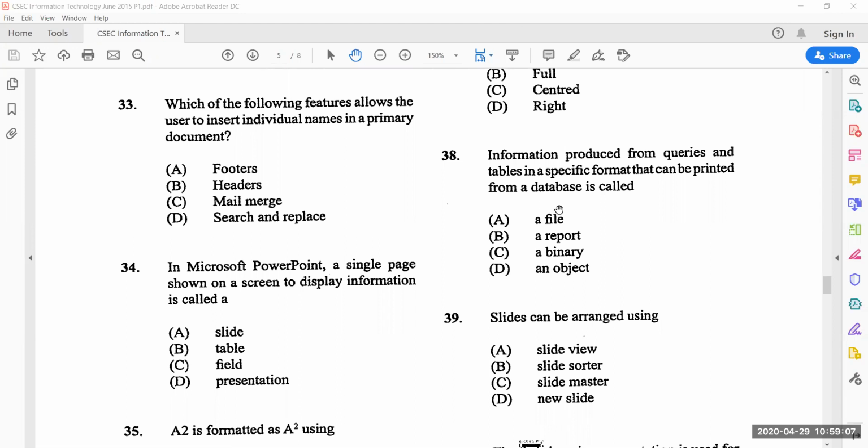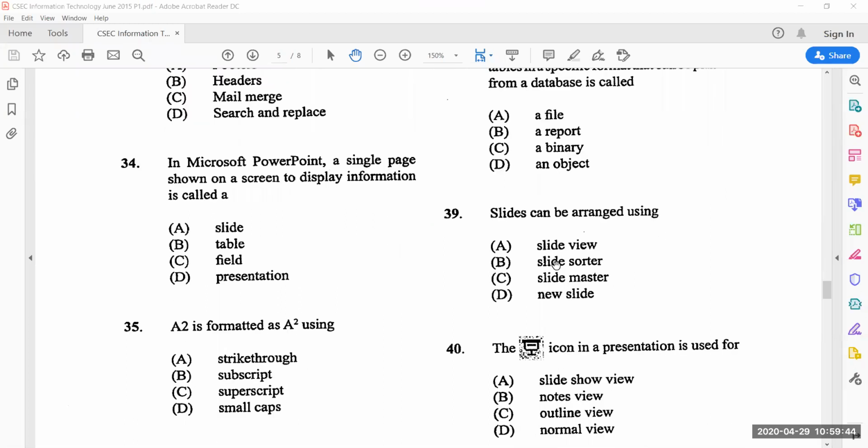38. Information produced from queries and tables in a specific format that can be printed from a database is called a report. Yes, it is a report. So the answer is B, right? A report. Because in a report, you could actually pull data and information from multiple tables and queries, and then create your own document. All right, 39.